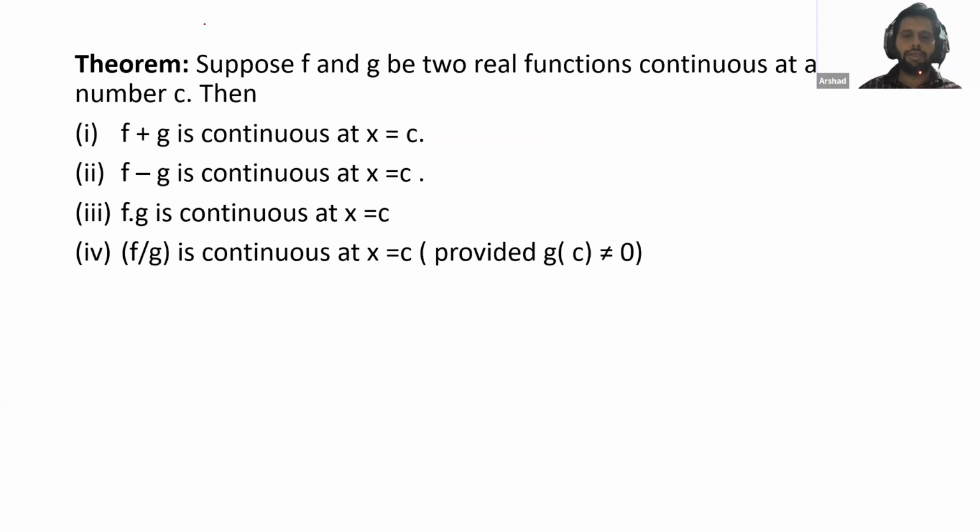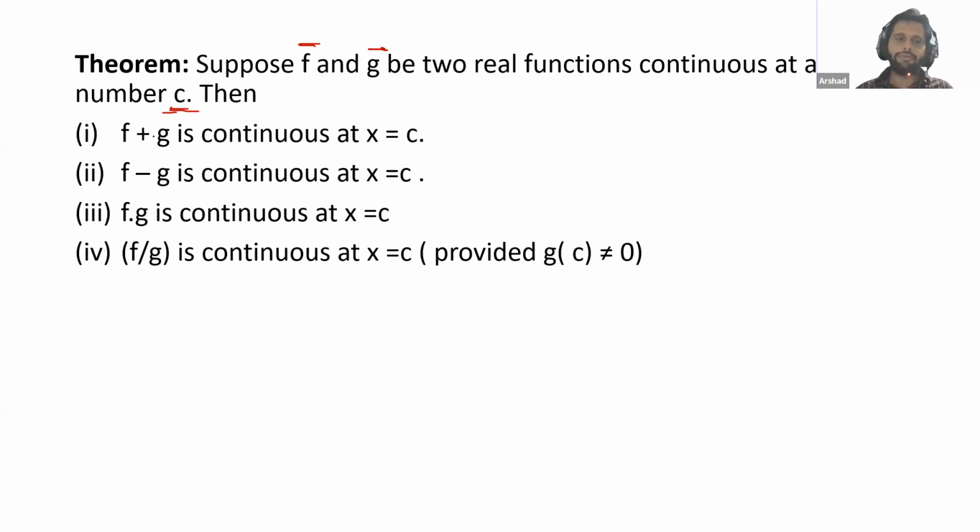Okay, so next we have a theorem. The theorem is: let f and g be two real functions continuous at a real number c. So we have two functions, first is f, second is g, and it is continuous at x is equal to c. Both the functions separately are continuous at x is equal to c.